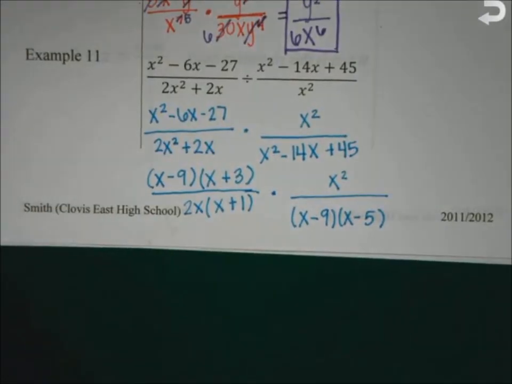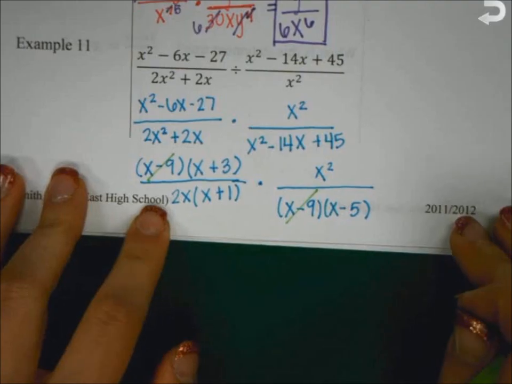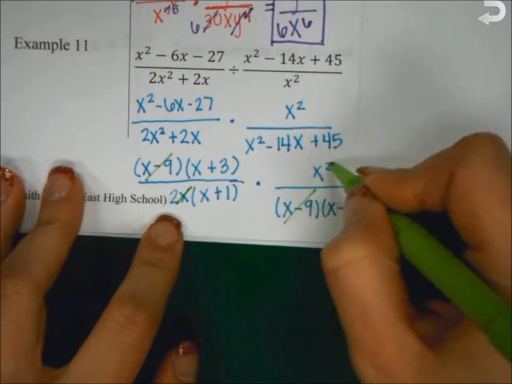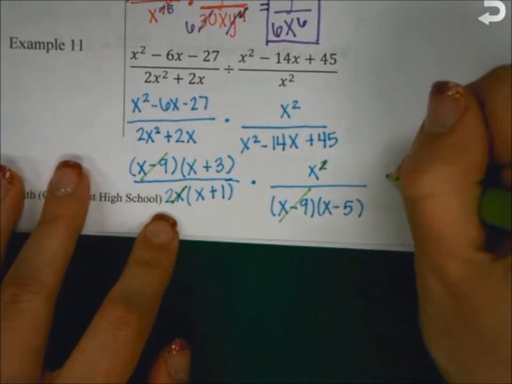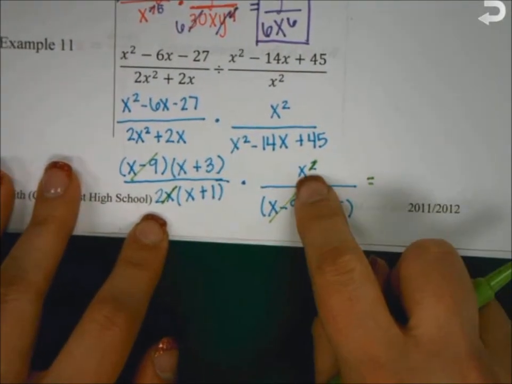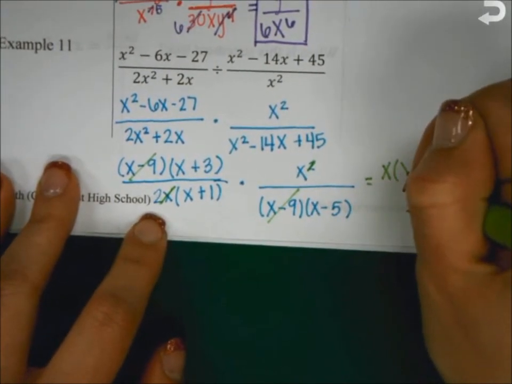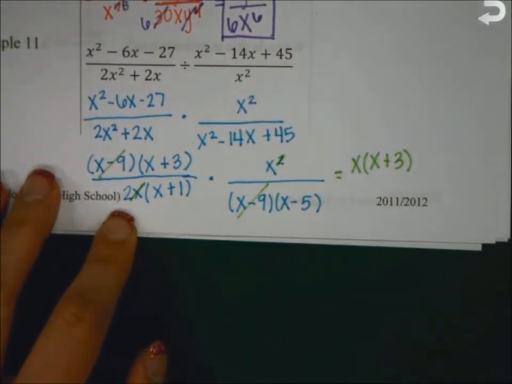So what is my answer going to be? In the numerator, I have x times x plus 3, and we can just leave it like that. We don't have to multiply it all out. All over, what's in the denominator? 2 times x plus 1 times x minus 5. And you can leave it factored like that. So that is perfectly okay.